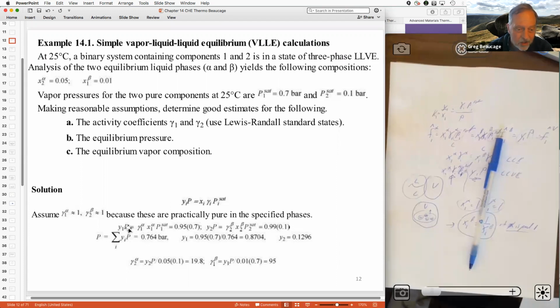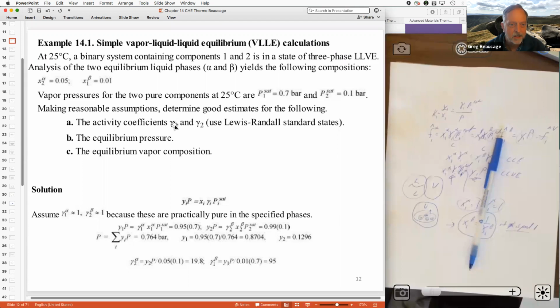Once you have the pressure, then y1 times p, you divide that by the pressure, you get y1. So you have the overall vapor pressure against these two, even though you don't know what they are. And you get the composition from that. It falls right out.